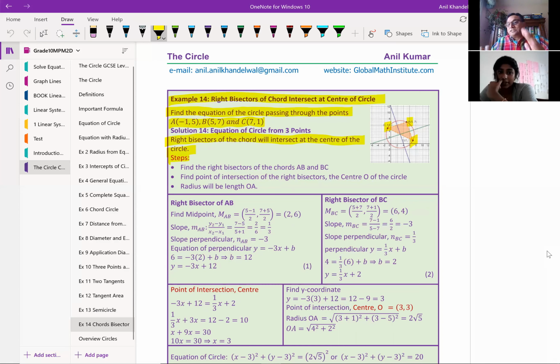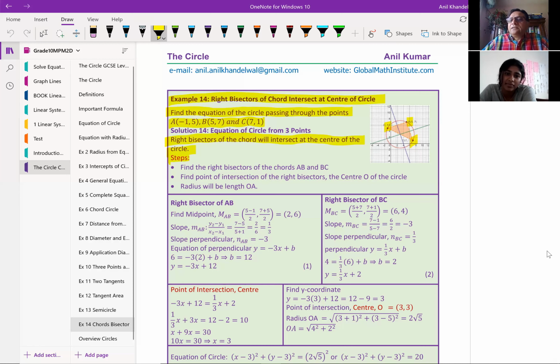This is the steps-based method, right? That is what you're talking about. When you have three points, make a chord, make another chord, find the right bisector of both. They will intersect at the center of the circle. You have now a point. You have that point. Find the radius. So we are doing all that, but these are the steps involved.